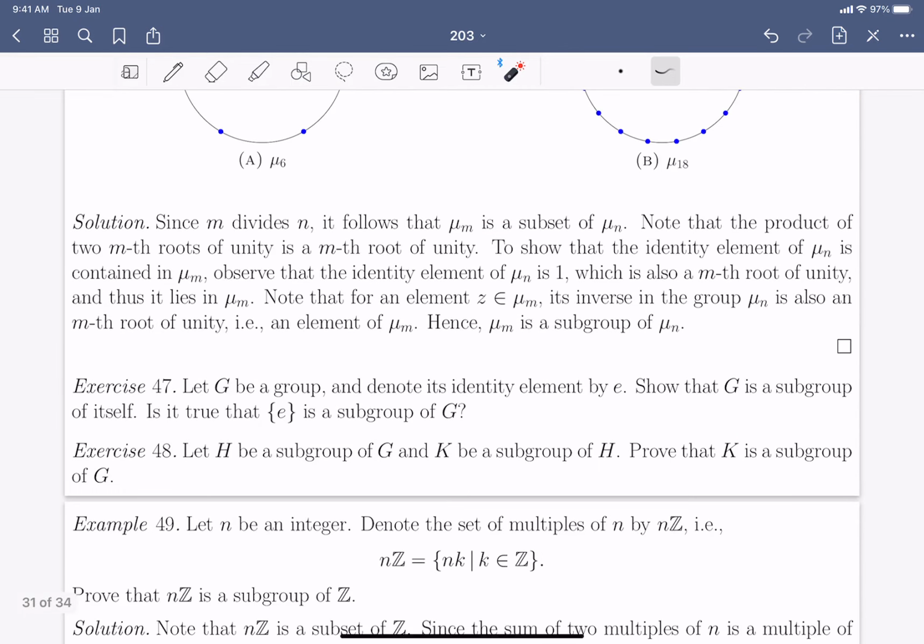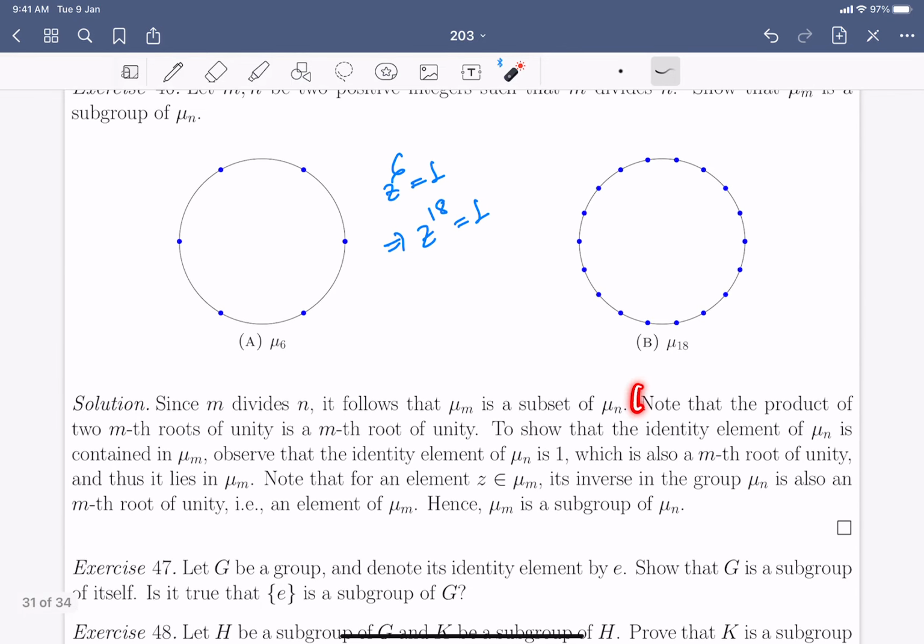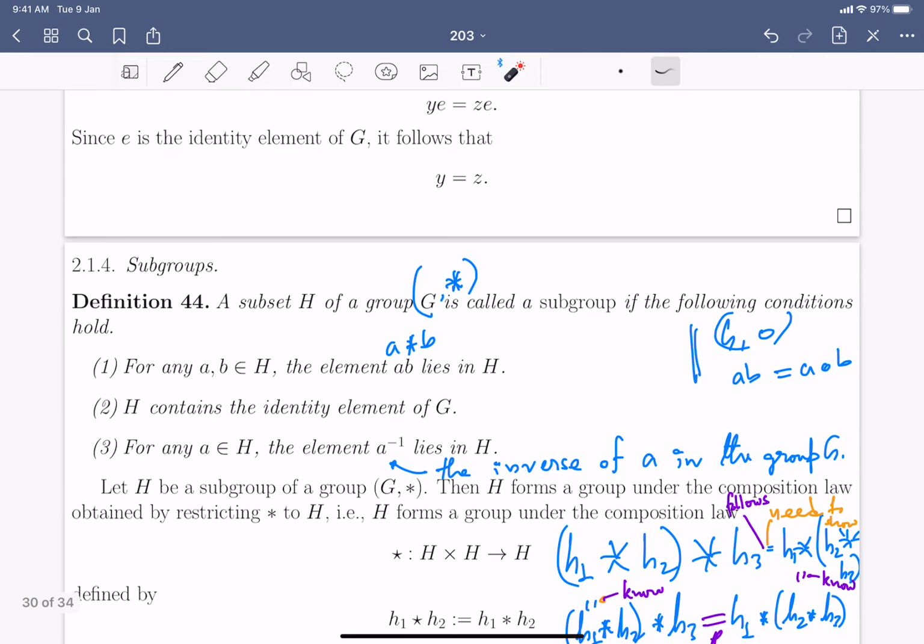So to verify the first condition, we just recall this fact that the product of any two mth roots of unity is an mth root of unity. The product of any two mth roots of unity is an mth root of unity. So the first condition is verified.